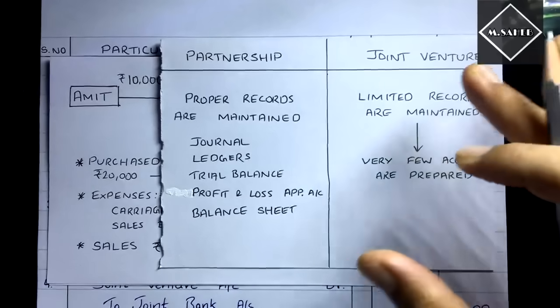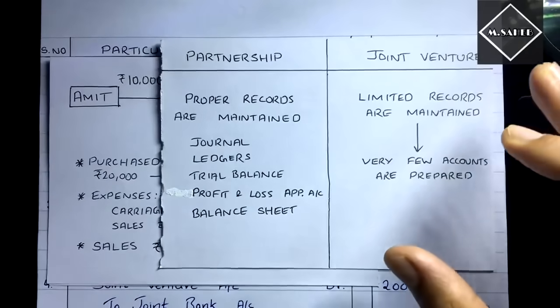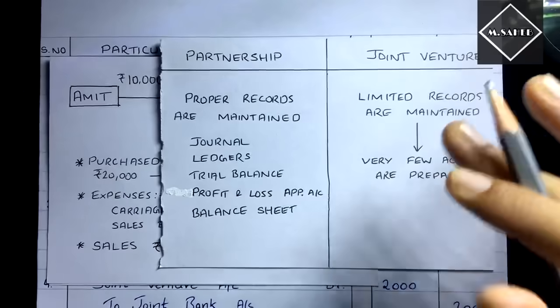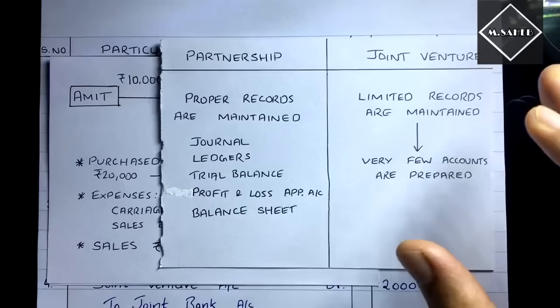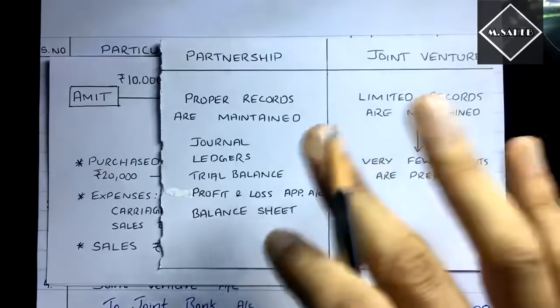Here we will not open a furniture account. If you are purchasing furniture, we will not open a furniture account. We will not open a machinery account, like that. We will not maintain lots of accounts, only 3 to 4 accounts. Within 3 to 4 accounts we will finish our job. In joint venture limited records, and in partnership proper records. All right, that's the difference between these two.